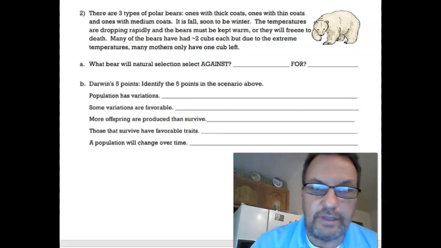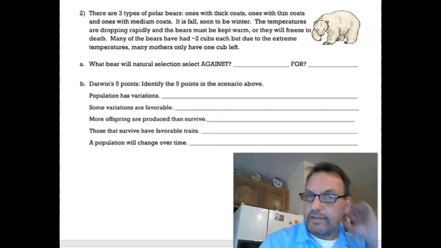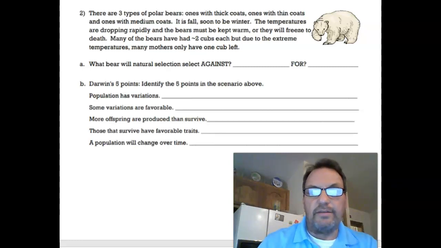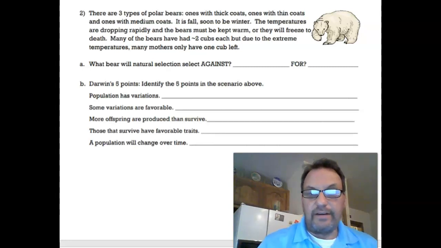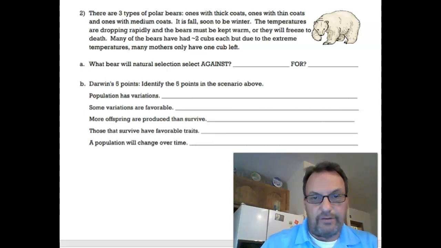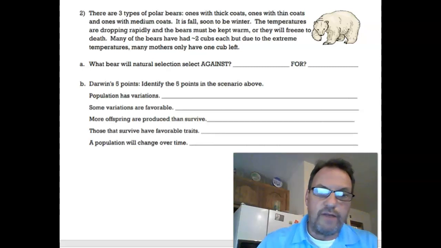Okay, continuing where we left off, we were at Darwin's 5 points talking about the polar bears. The population has variations. We understand those are the ones with thick coats, those with thin coats, and those with medium coats. Some variations are favorable. Obviously, those with the thicker coats, it's going to work in their favor much better in this particular environment.